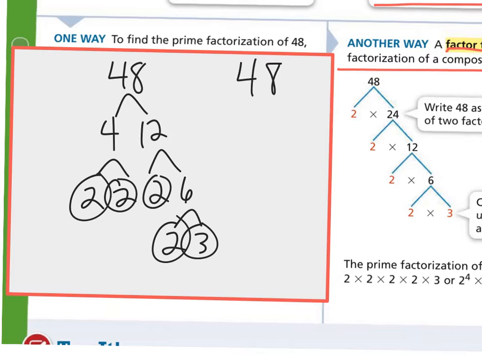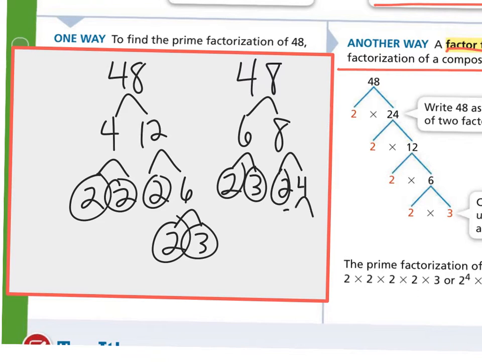We could have also done 48 as 6 times 8. 6 is 2 times 3. 8 is 2 times 4, and 4 is 2 times 2. If I can think of it, I like to try to think of factors that are closer to each other, because it makes it to where my factor tree is not as long. It doesn't take up as much room on my paper. But either way, we're going to get the same answer.